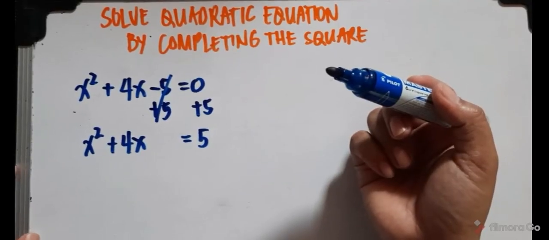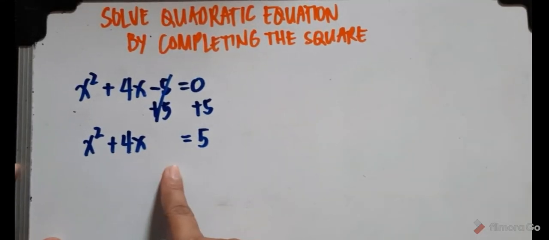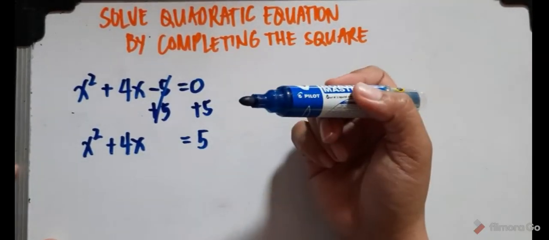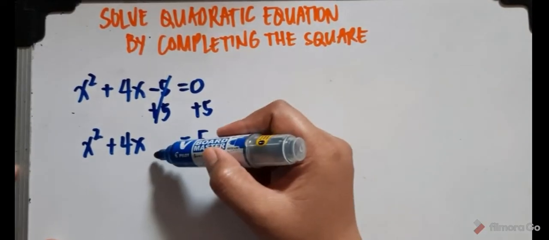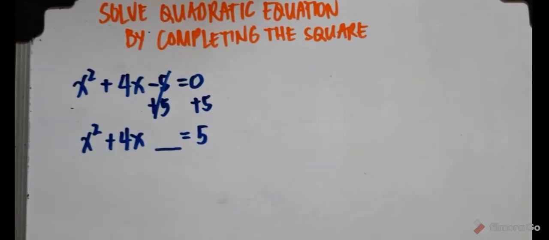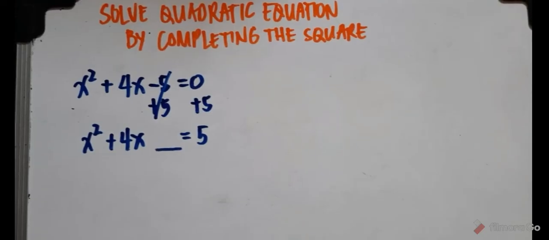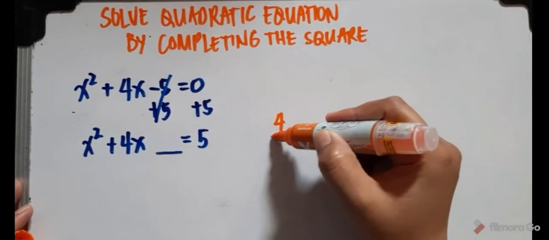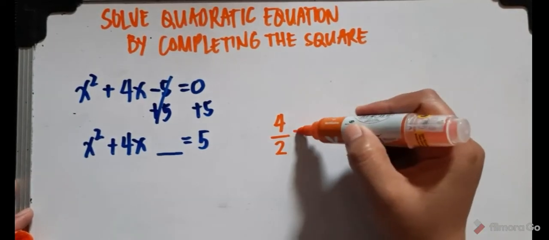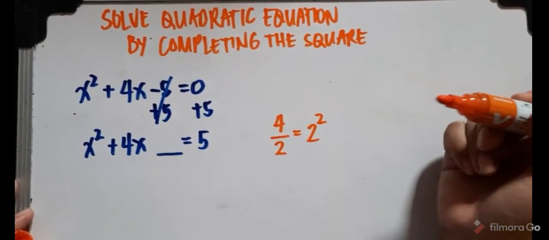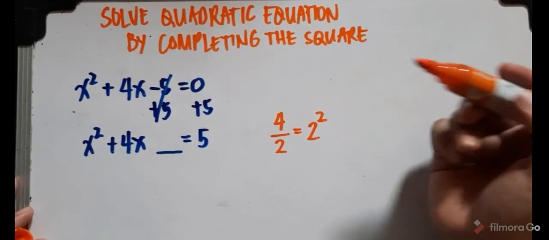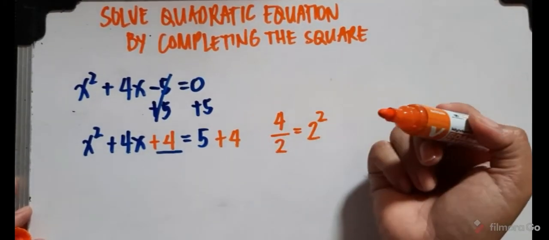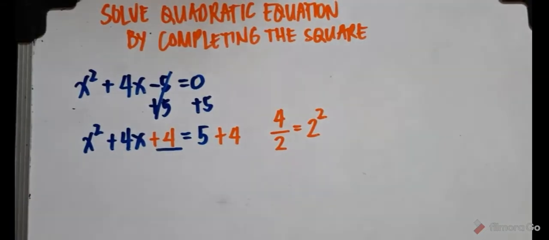Next step, we should make the left-hand side of the equation a perfect square trinomial. How are we going to make this a perfect square trinomial? Of course, we need to get half of the middle term. So what's 1/2 of the numerical coefficient of 4? That's 4 divided by 2, which is equal to 2. And then square this, it is equal to 4. That's right. So we are going to add 4. Remember, what we added to the left must be added to the right to make the equation balanced.